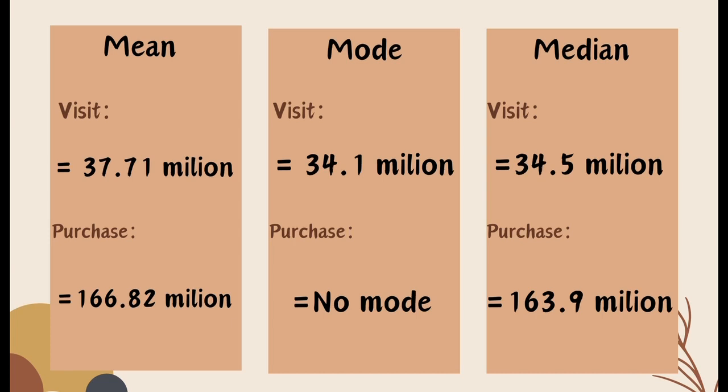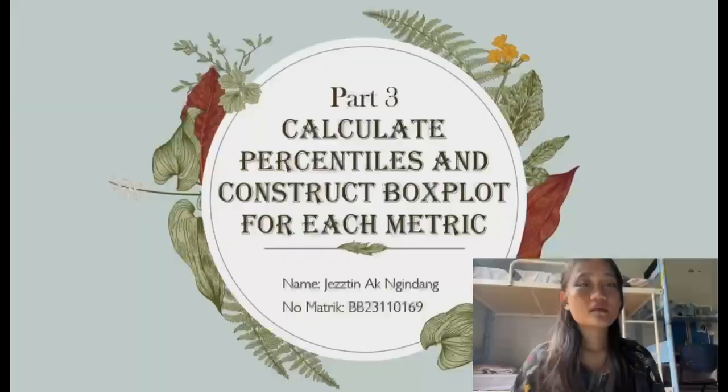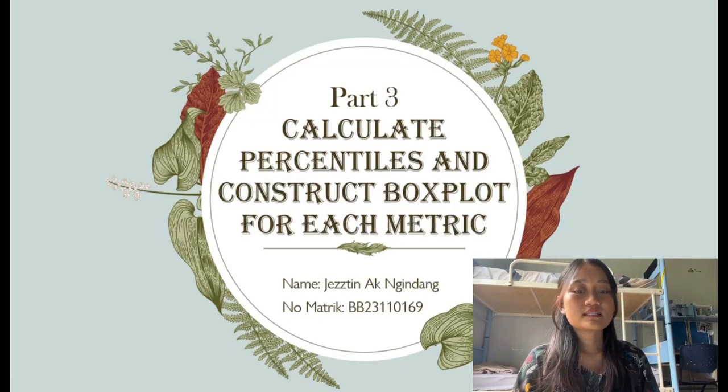As a result, we can see that the number of purchase orders has the highest mean, while the number of visits has the highest mode, and lastly, the number of purchase orders has the highest value for median. For part 3, calculate percentile and construct box plot for each metric.